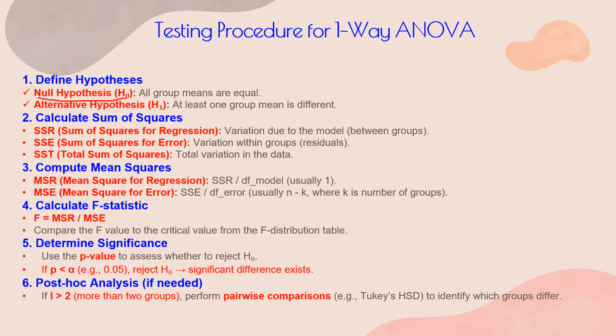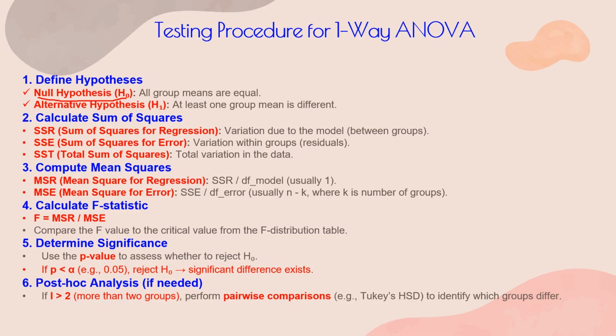H0: all group means are equal. If you set out the null hypothesis H0, that means all group means are equal. And the alternative hypothesis is called H1, which means at least one group mean is different.